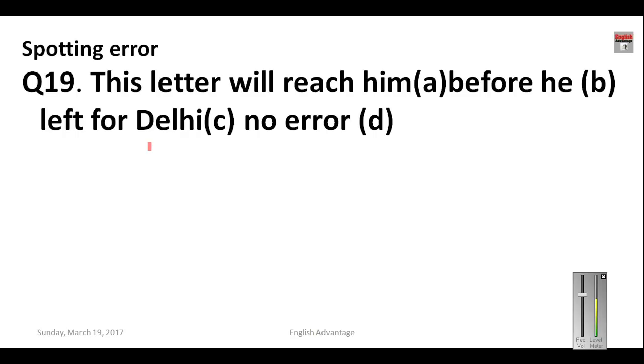This is quite important sentence for SSC exams. So this letter will reach him before he left for Delhi. Now in this sentence, in the second part, we are using before plus V2, that is past simple tense of the verb. So before and past simple tense of the verb is used in past perfect tense. Okay, and in past perfect tense we always use had. So in place of this will reach, you will use had reached. Then only this sentence will become the past perfect tense. So here your answer will be A.